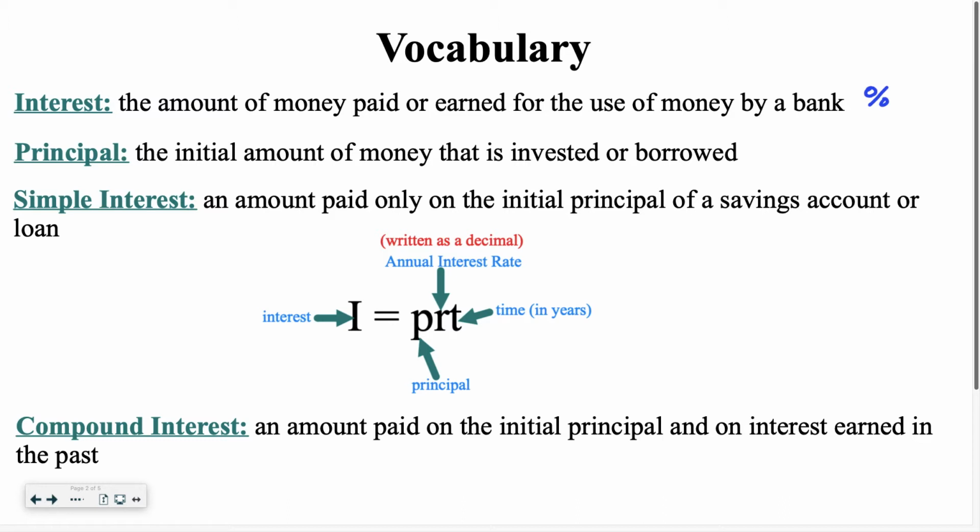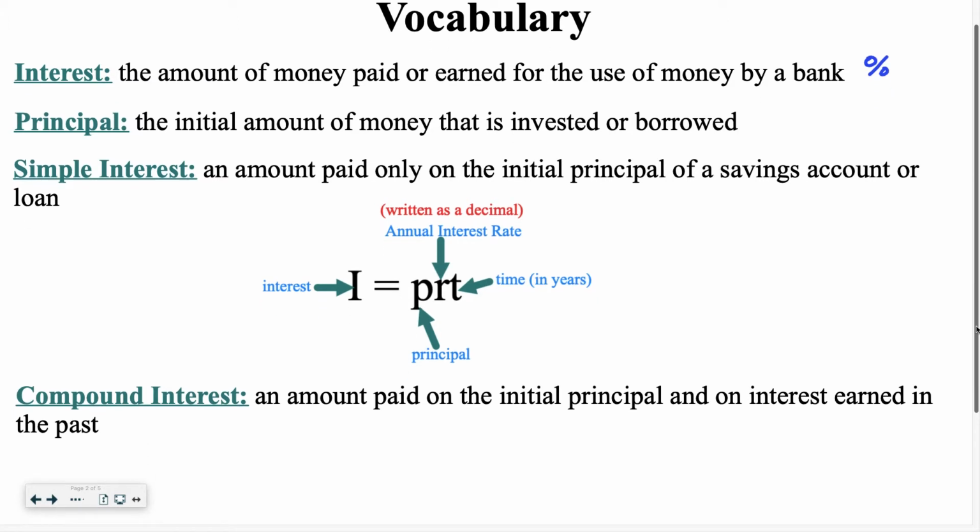Simple interest is an amount paid only on the initial principal of a savings account or a loan. Simple interest is something that you will learn more about as you get older, when you have to borrow money from a bank, or when you put money into a savings account, you can earn money. If you ask your parents about this, they'll know something about it, and they can talk to you about what interest does.